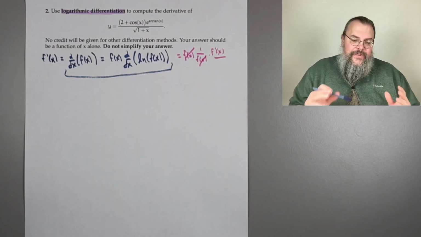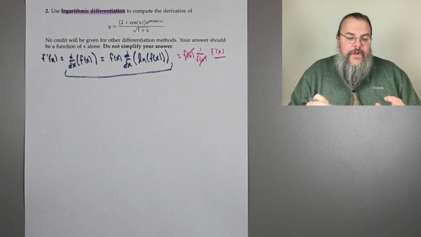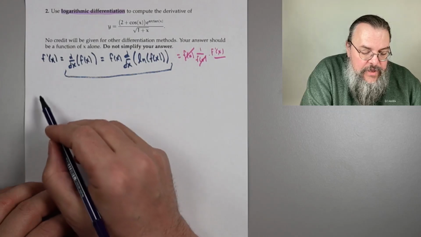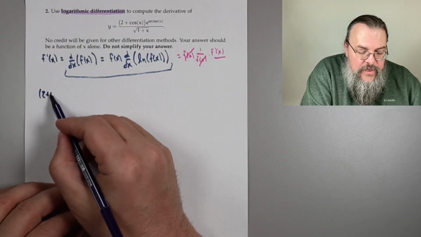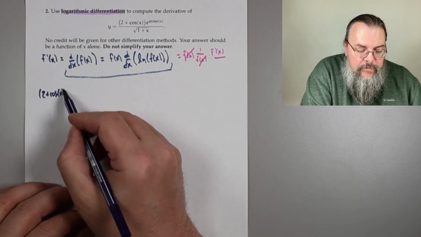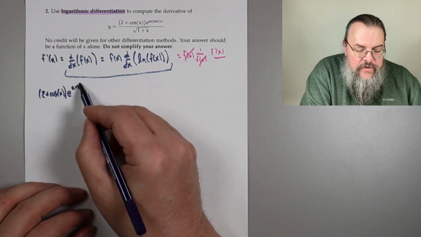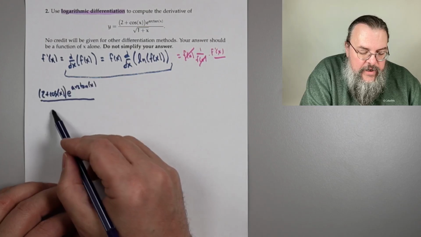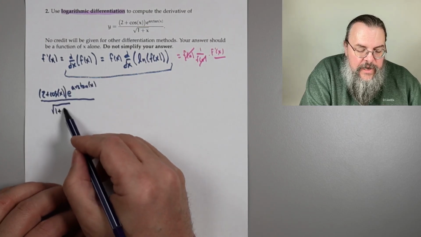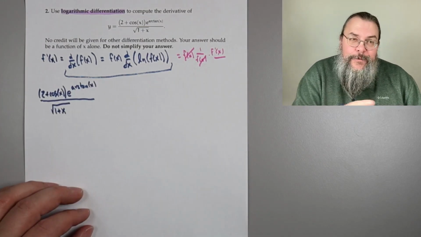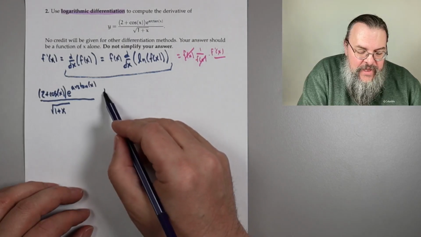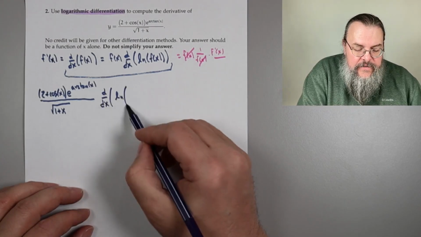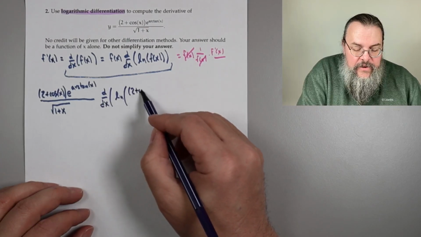All right, so what do we do? Well, we're after our derivative, so it says, okay, our derivative will be our original function, 2 plus cosine of x, e to the arctangent of x, over the square root of 1 plus x. I like this problem. It has an arctangent. Now we're going to multiply by the derivative of the natural log of all of this.